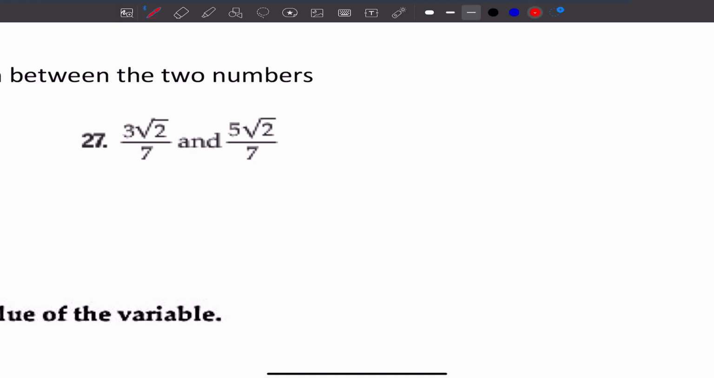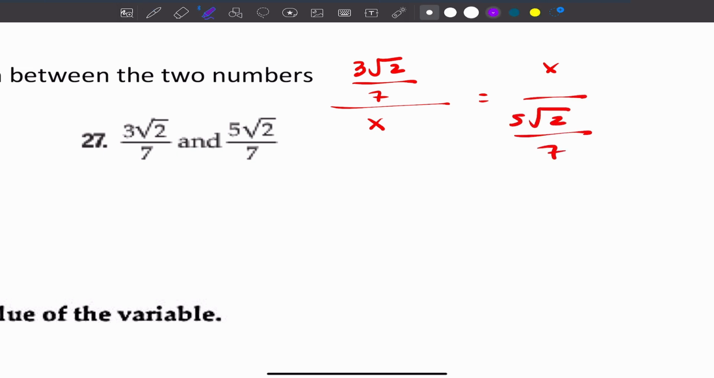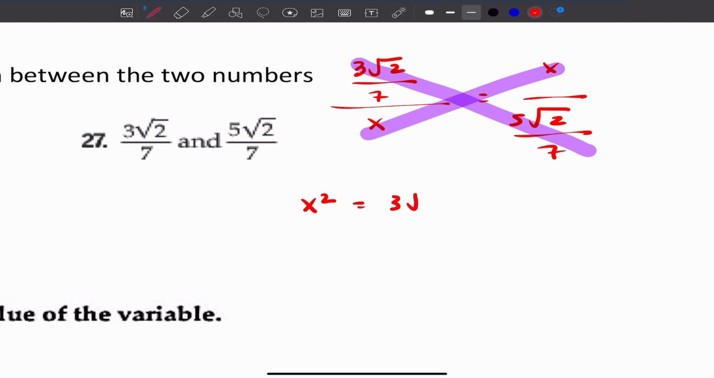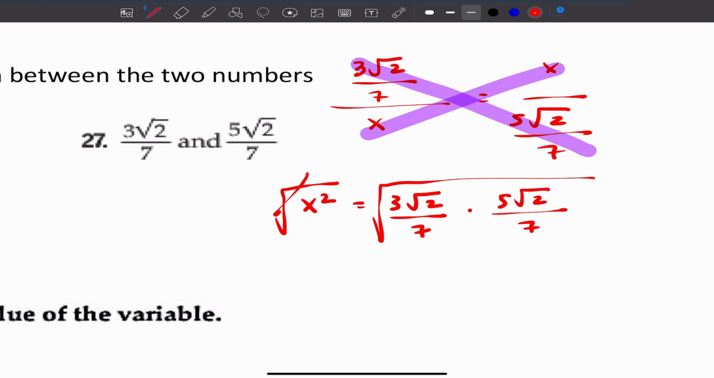So let me just go ahead and, alright, so we have 3 root 2 over 7 all over x is equal to x over 5 root 2 all over 7. Okay, so you know that x times x is x squared. And then here, you're going to have to multiply this and that. So it's 3 root 2 all over 7 times 5 root 2 all over 7. Okay? You're going to take the square root on both sides. So you know that these two things will cancel out, so x is on the left-hand side.